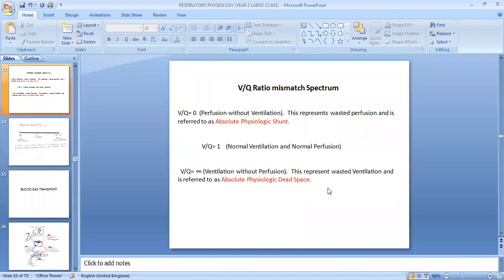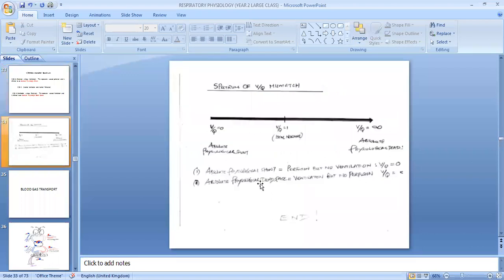Physiologic dead space. Remember, I had talked about anatomic dead space, the area between the nose and the terminal bronchi where gas exchange does not take place. That is anatomic dead space. But this is a physiologic dead space, absolute physiologic dead space. You have air, but gas exchange is not taking place because blood is not flowing. And this is an area where ideally you should be having gas exchange. It constitutes absolute physiologic dead space.